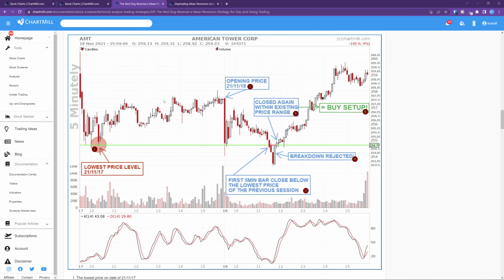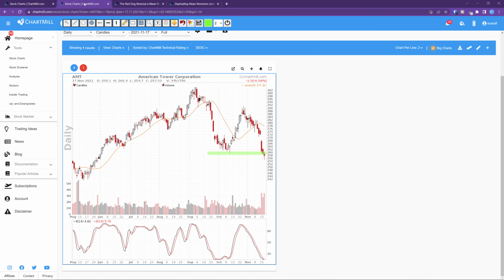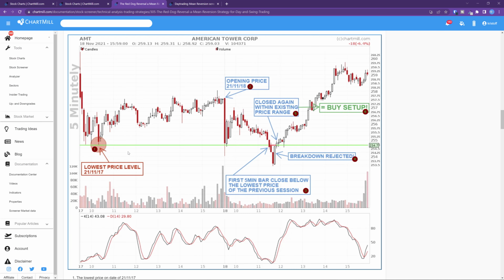Now let's take a look at the intraday 5-minute chart on date of 18 November. So on the left there is the lowest price level of 17 November, which was at 254.7. And next day price is opening higher than that low. The opening price was around 257.60 or somewhat. And the next thing to do is to wait for the first 5-minute bar close below the lowest price of the previous session.